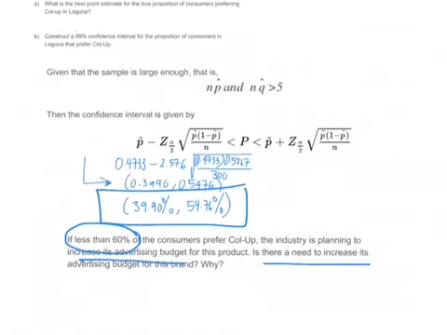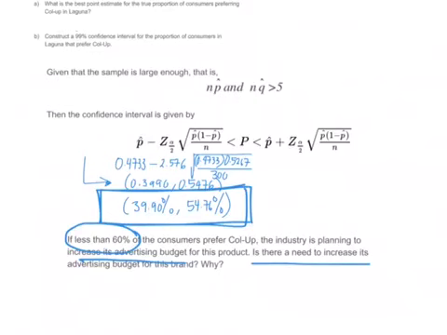So to answer the question, is there a need to increase? Yes. And why? Because from the computation of the confidence interval, it could only lie from 39.90% to 54.76%, which is obviously less than 60%.